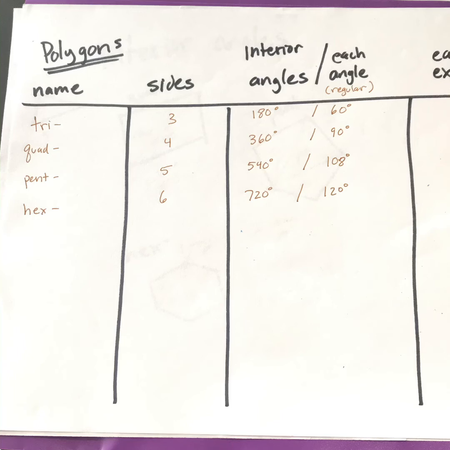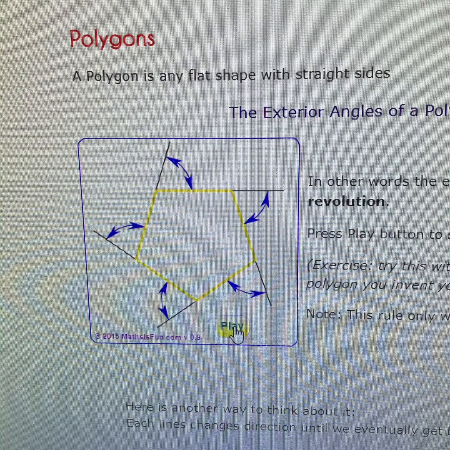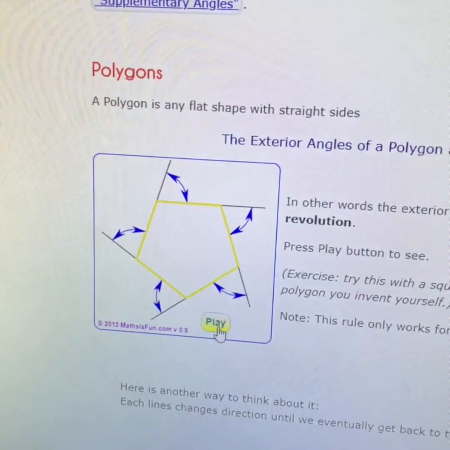Again, some of these numbers are going to show up very commonly, especially as you start to move to other subjects. So now that we have talked about interior angles, the angles on the inside of these polygons, I also want to talk about exterior angles, the angles on the outside of polygons. And for that, I'm going to use this wonderful animation.